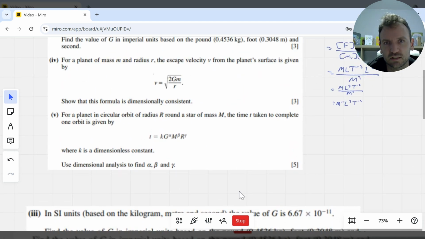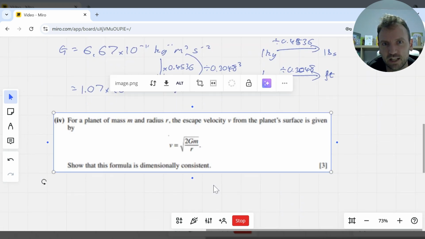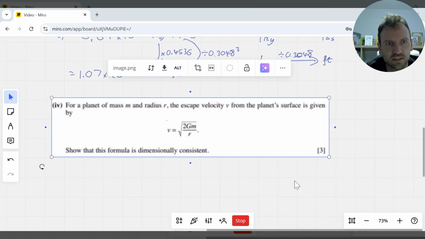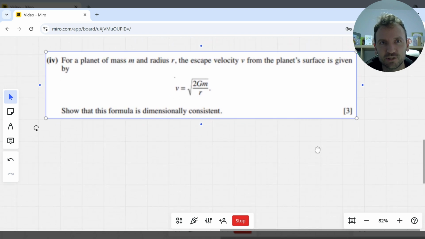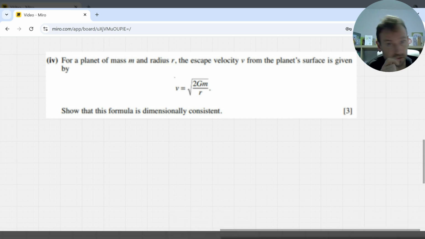Okay, the next part of this question, we're given a new formula, and we're asked to show it's dimensionally consistent. In a show that question, we need to make sure we're being really careful with our layout, so I'm going to be as careful as I can, showing you exactly what you should do for the marks here. We want to show the dimensions of V are equal to the dimensions of the right-hand side. So what I'm not going to do is write dimensions of V equals dimensions of square root 2GM over R, because I'm assuming what I want to show straight away.